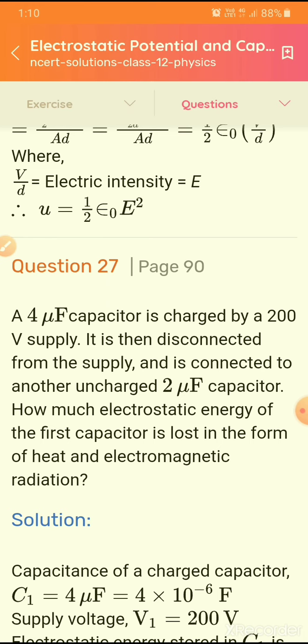We have to find out how much heat and electromagnetic radiation is lost.